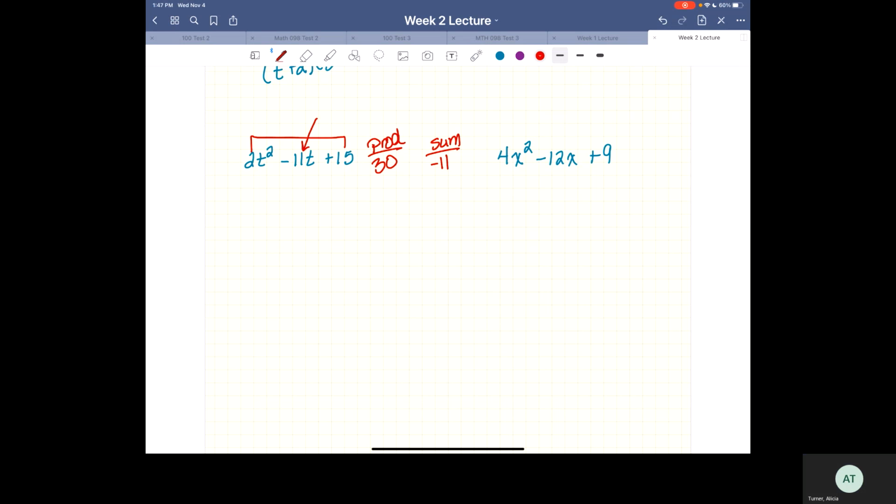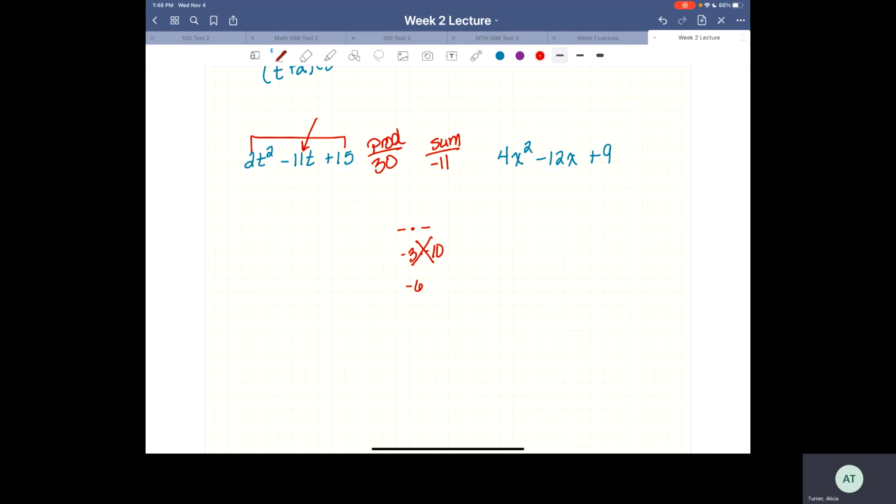Now, I have a positive product, so that means I'm going to have a positive times a positive, or a negative times a negative. I have a negative sum, so that means I have to have two negatives. I am looking for two numbers that multiplied together give me 30, added together give me negative 11. So I start with negative 3 and negative 10. Negative 3 times negative 10 gives me positive 30. Negative 3 plus negative 10 does not give me negative 11. That doesn't work.